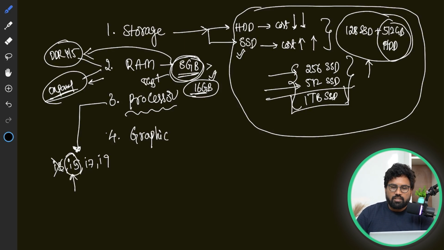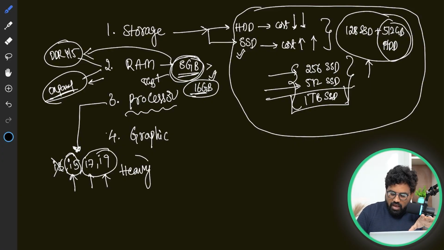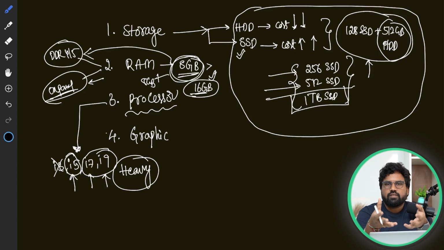So i5 processor is the best processor, and if your budget is allowing you to upgrade more, then go for i7 or i9, which is also fine. But these are for heavy users. i7 and i9 are for heavy users, those who do gaming purpose or heavy software like video editing, those who will do 4K video editing, those type of people will use i7 and i9 more. But if you are a programmer, i5 is enough.